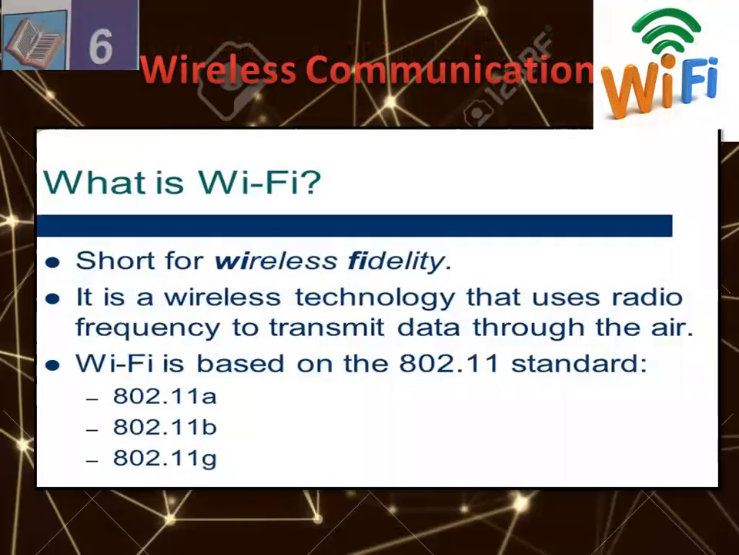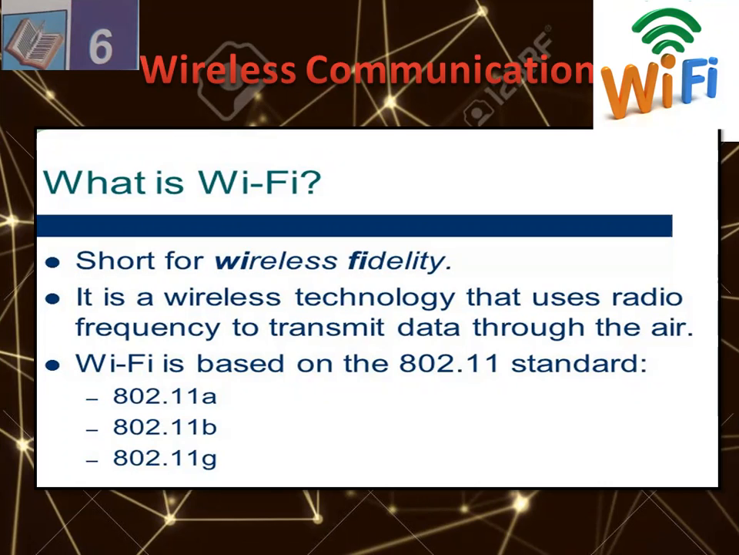Short distance wireless communication, the first device is Wi-Fi. Wi-Fi is short for wireless fidelity. It is a wireless technology that uses radio frequency to transmit data through the air. So Wi-Fi is short for wireless, from WI, and fidelity, FI. So this is the abbreviation of Wi-Fi.